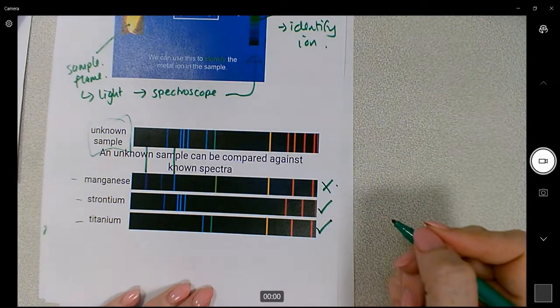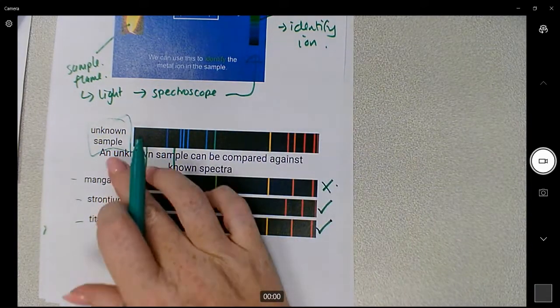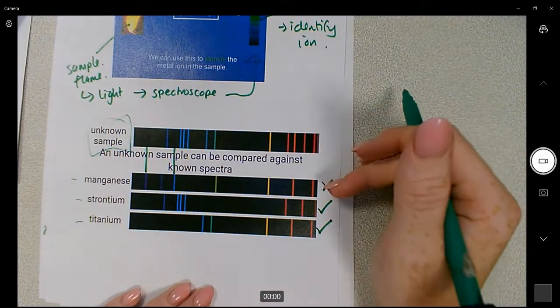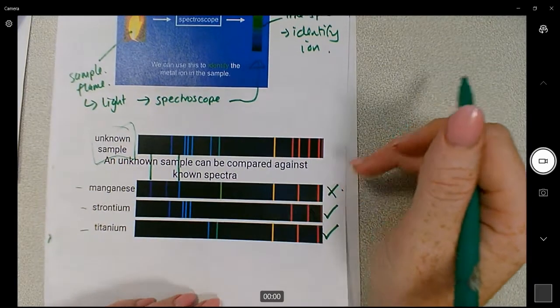So you can actually work out from a line spectrum what elements are contained within an unknown sample. And I've seen that come up quite a lot with exam questions, so it's important that you are in fact able to do that.